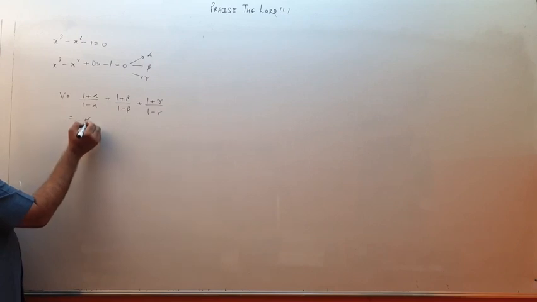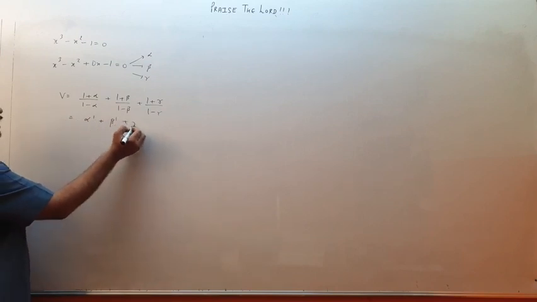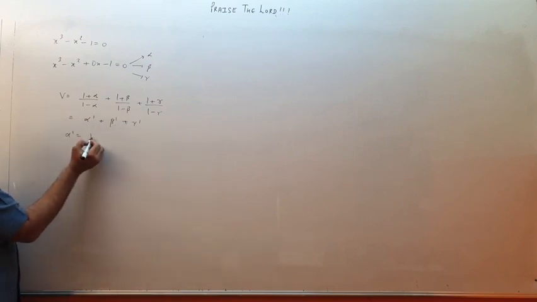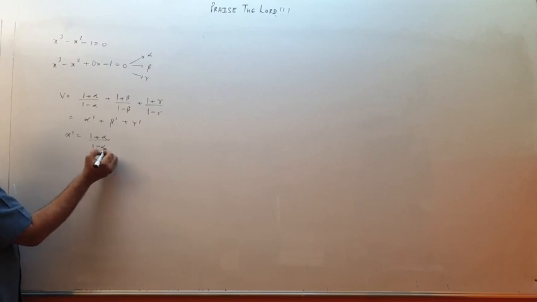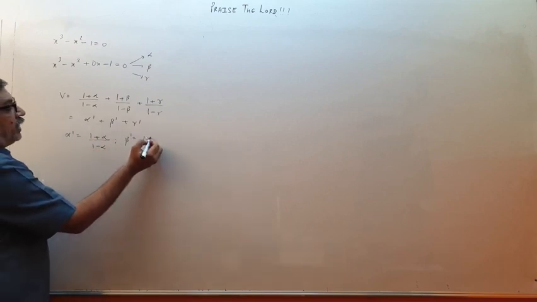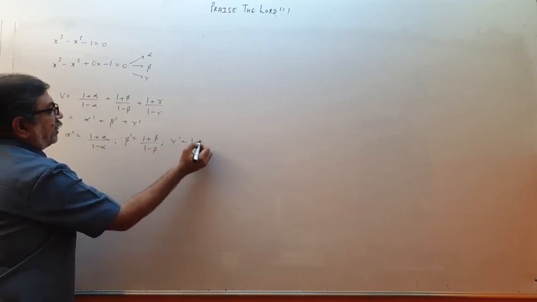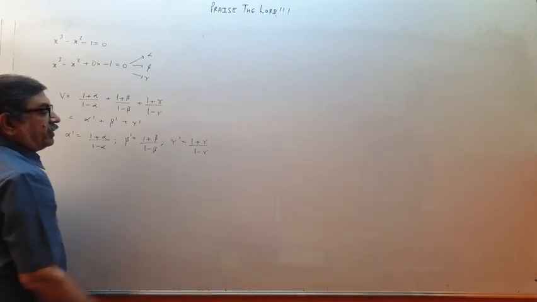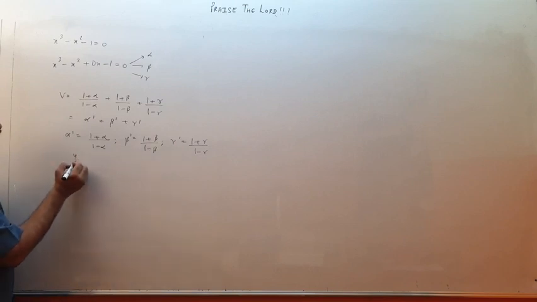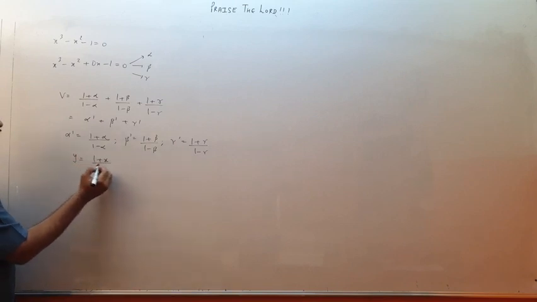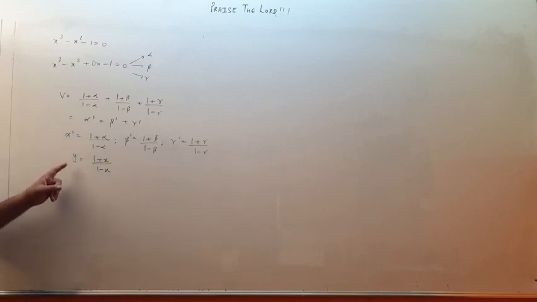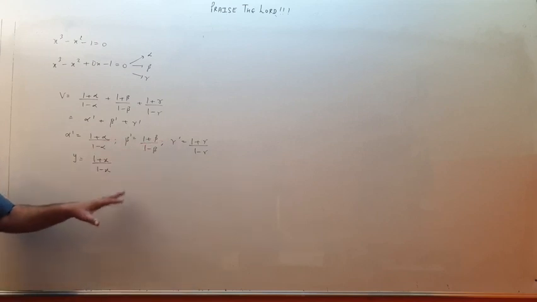So what we think is, this is alpha dash plus beta dash plus gamma dash. Alpha dash is (1 plus alpha)/(1 minus alpha). Beta dash is similarly (1 plus beta)/(1 minus beta). And gamma dash is (1 plus gamma)/(1 minus gamma). That means y will become (1 plus x)/(1 minus x). New equation we will take. We will take an equation in variable y whose roots are alpha dash, beta dash and gamma dash. And alpha, beta, gamma are roots of the equation in x.